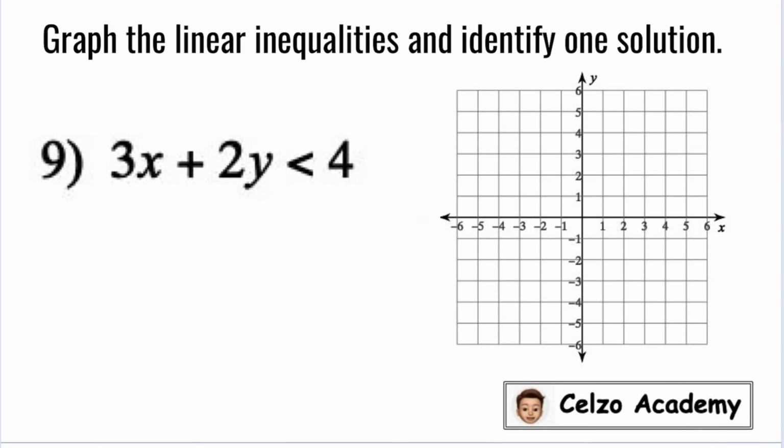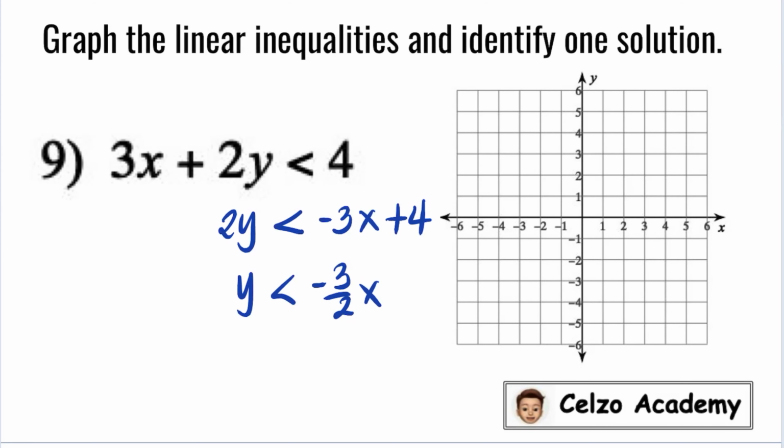Question number 9. 3x plus 2y is less than 4. The first thing that we need to do is subtract 3x to both sides. So now we have 2y is less than negative 3x plus 4. Now we need to divide both sides by 2. Then the new inequality is y is less than negative 3 over 2x plus 2. This means that the slope is negative 3 over 2 and the y-intercept is positive 2.